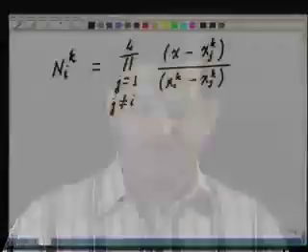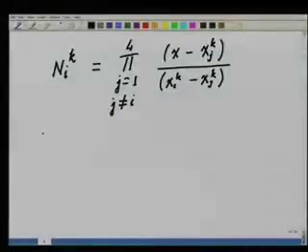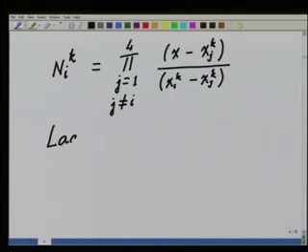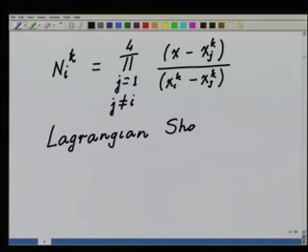This is how we are going to define the generic ith shape function of an element which is of degree 3. Okay. So given this definition, now all the shape functions can be defined through this product rule. This is the Lagrangian definition, as we had pointed out earlier. These are called Lagrangian shape functions.